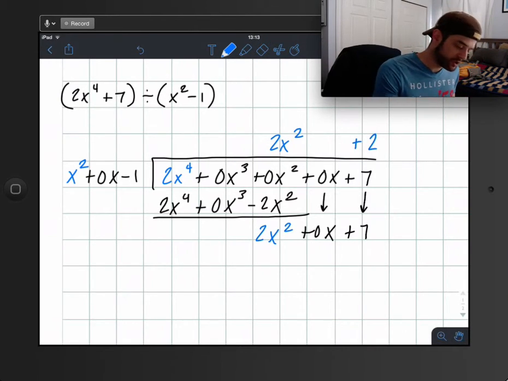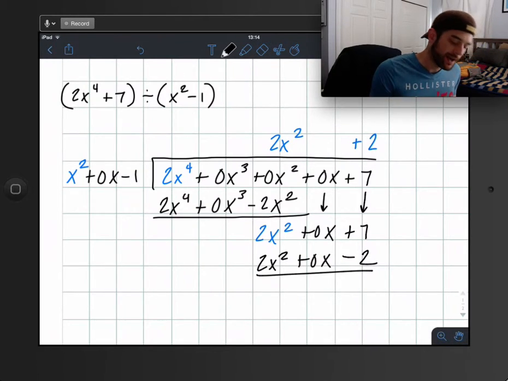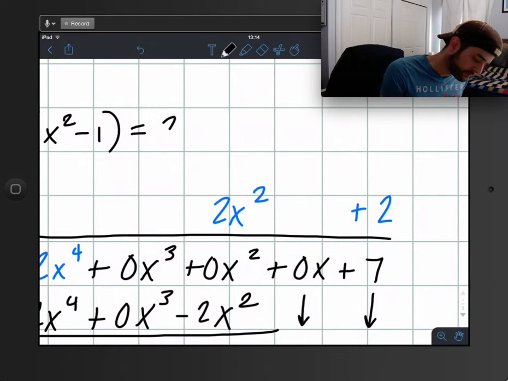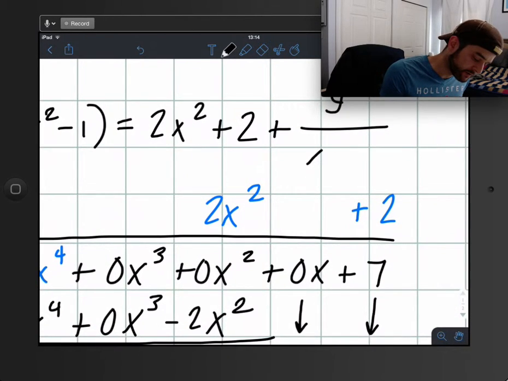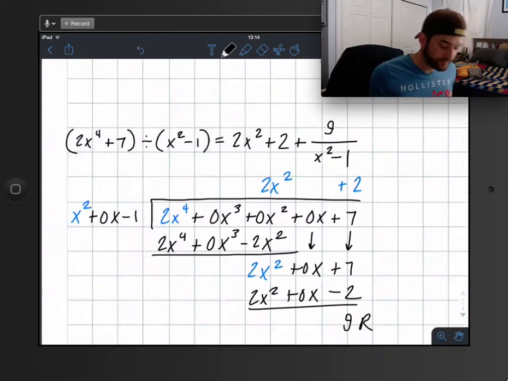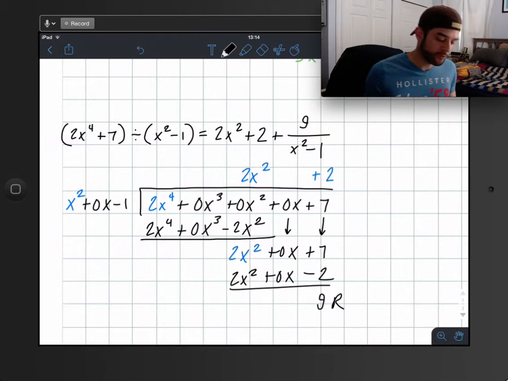And then I just distribute the 2 over my divisor, so I get 2x squared. 2 times 0x is 0x, and 2 times negative 1 is minus 2. And then 7 minus a negative 2 is 7 plus 2, or 9, which is my remainder. So my quotient is 2x squared plus 2, and then plus 9 over my divisor, which was x squared minus 1. And that's my solution. So again, with the remainder theorem, you put the remainder, if there is one, over the divisor and you add it onto the end of your quotient.